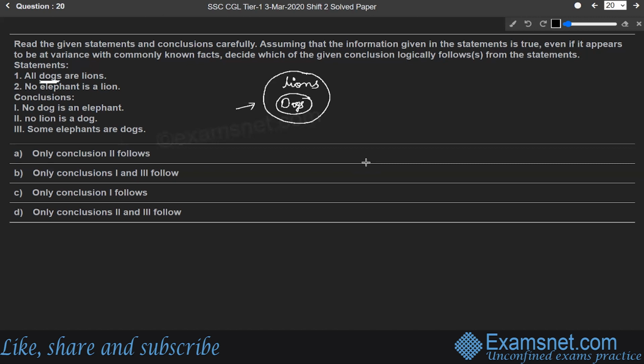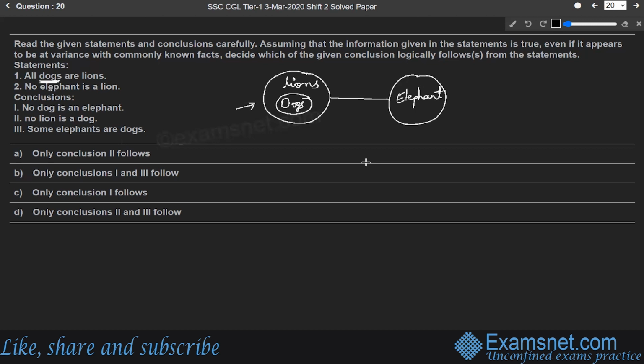Now let us move to the second statement. What is the second statement? No elephant is a lion. It means that elephant is not related with lion. So the animal elephant will be separate. So consider this as elephant. But since both the statements have a connection, let us connect it with a line. So this is the required Venn diagram for this given question.